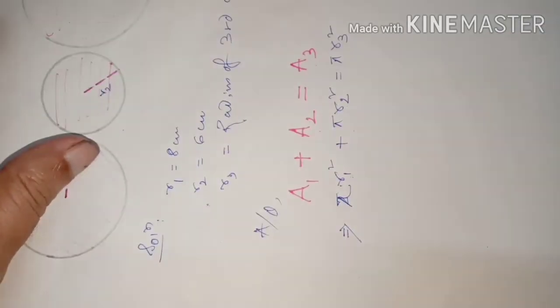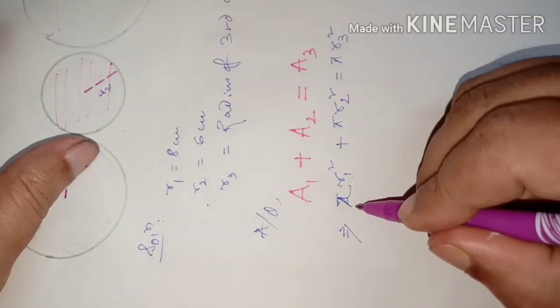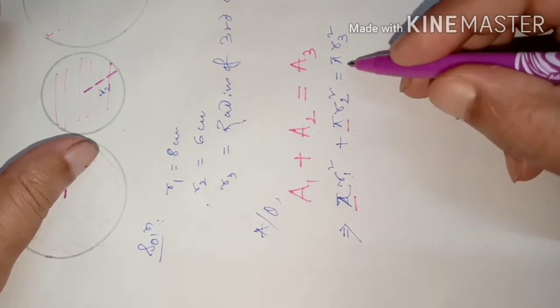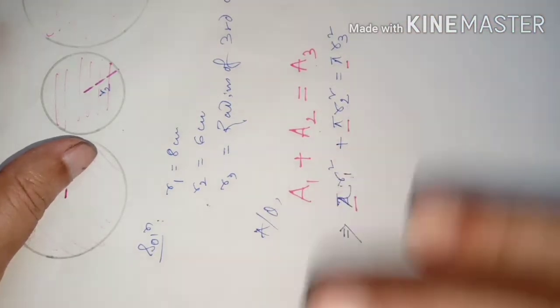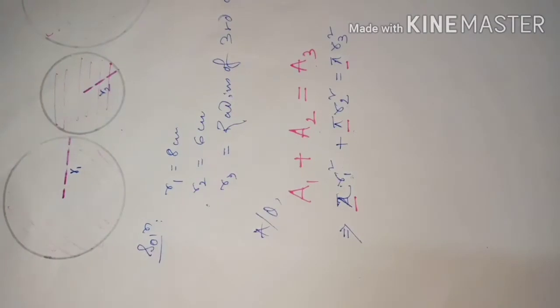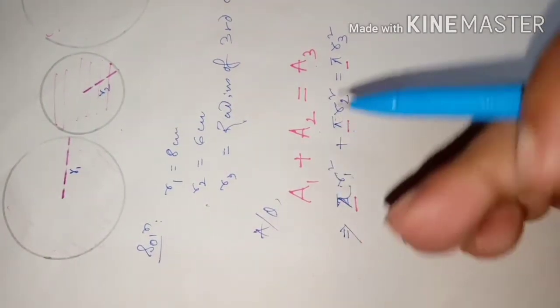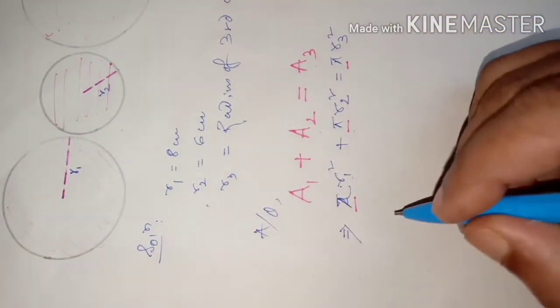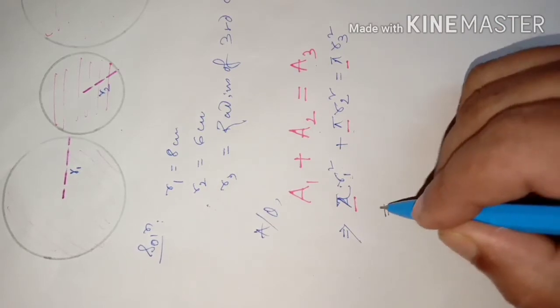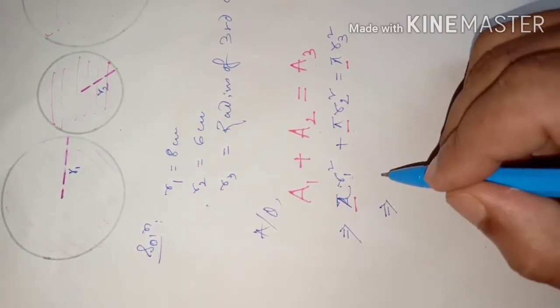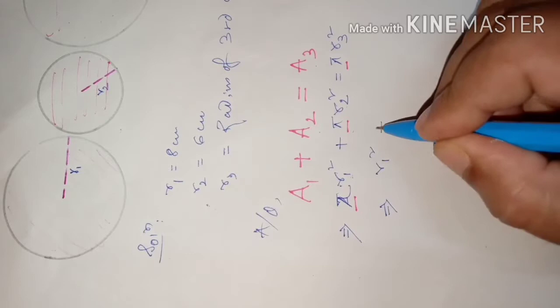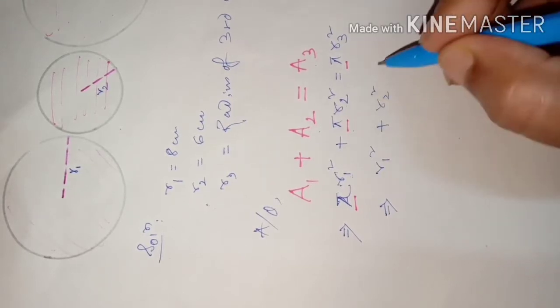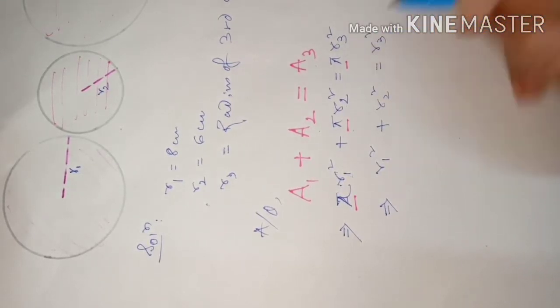Throughout the whole statement, you have noticed, pi is a common factor. Pi is here, pi is here, pi is here. So that is cancelled because in every term pi is there. A factor which is present in every term can be cancelled. Now no need of writing that one. You write here R1 square plus R2 square is equal to R3 square.